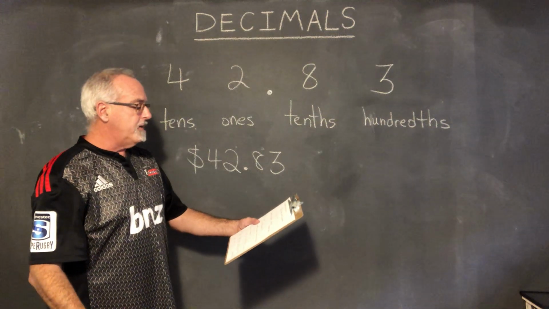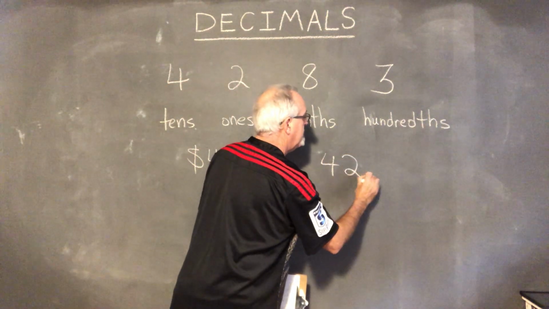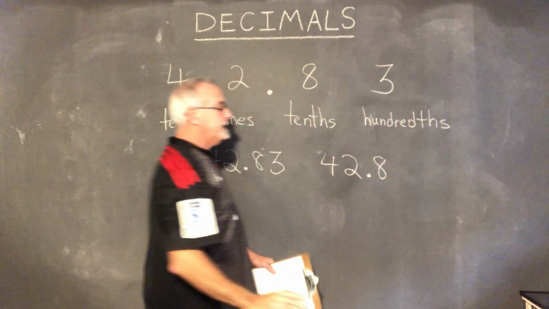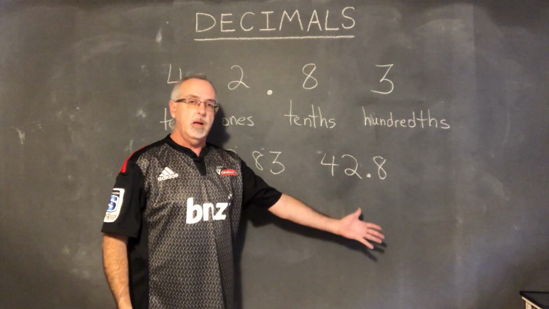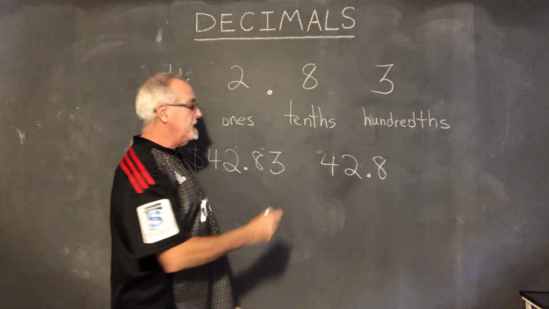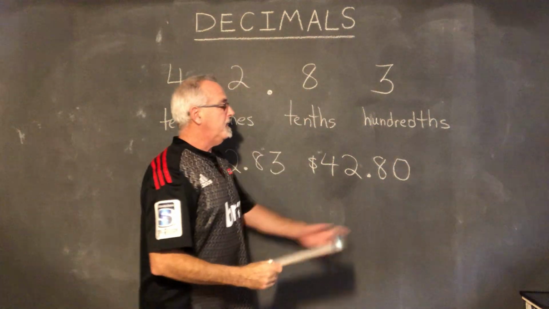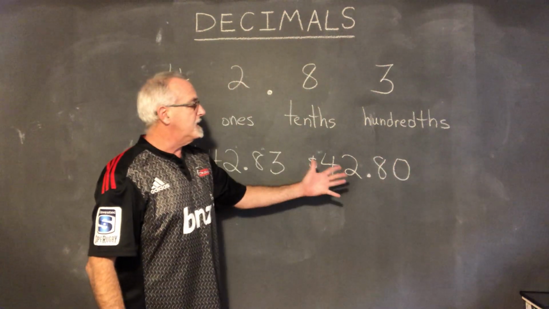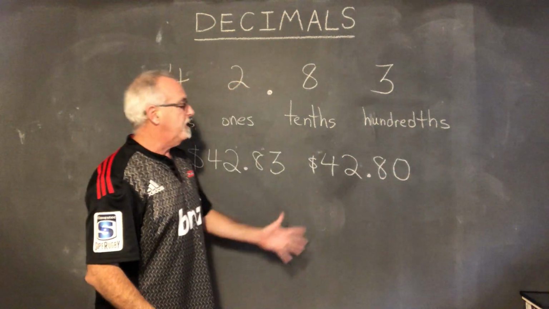Therefore, when you have another decimal like this one, 42.8, if it's just a number and it's not necessarily money, we would just call it 42.8. But if it's money, we'll call it 42.80. We will put that zero in. The zero is important because it tells us the hundredths, and we always round money to the nearest hundredth.